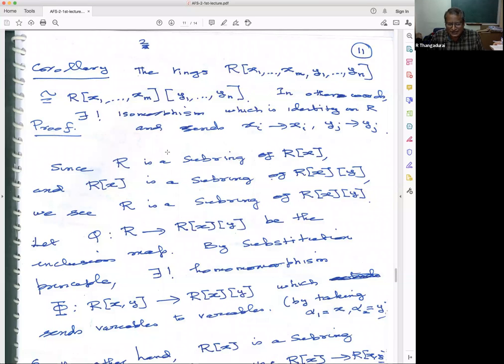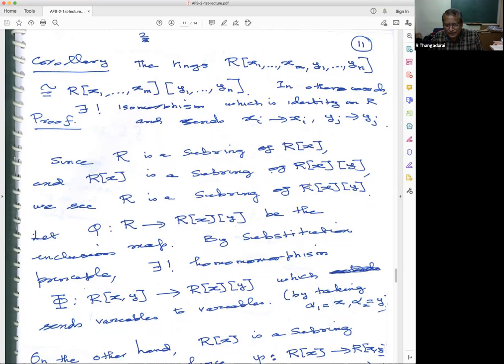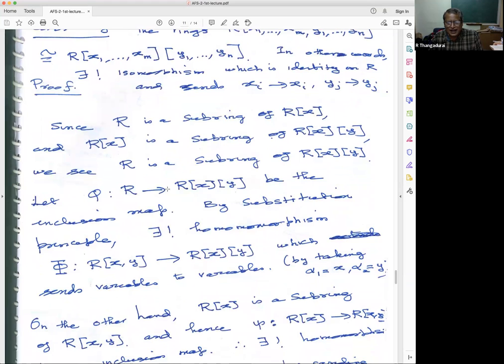Since R is a subring of R[x], and R[x] is a subring of R[x][y], it's clear, right? R[x] is a ring R prime, and R prime is a subring of the polynomial ring R prime of y. Therefore, R[x], the polynomial ring, is a subring of R[x][y]. Okay, so therefore, R is a subring of R[x][y]. Okay, so this is the third line I mean. Okay, so once it is a subring, I can take phi to be the inclusion map, just sending any element to itself because it is a subring. This inclusion map is a homomorphism.